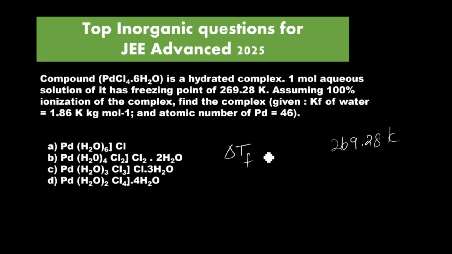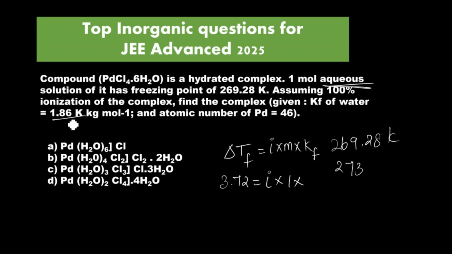So there is a way to find it using the i factor. We know the formula ΔTf = i Kf m, right? They have mentioned that it is an aqueous solution, so the freezing point is 0 degrees Celsius, which is 273 Kelvin. So 273 minus 269.28 becomes 3.72, the i factor we don't know, 1 mole is mentioned, and Kf of water is 1.86. So i becomes 3.72 by 1.86. If you find the n value also, that will be the same. So I am taking 2 as i.